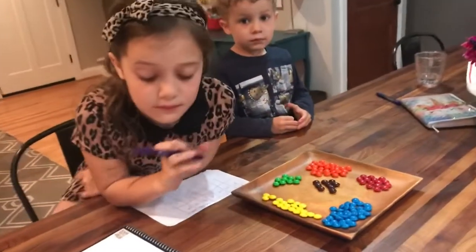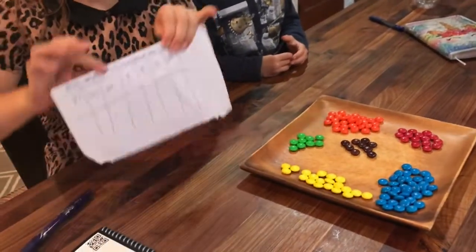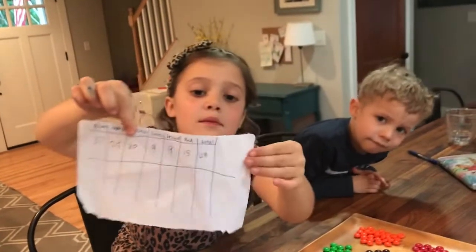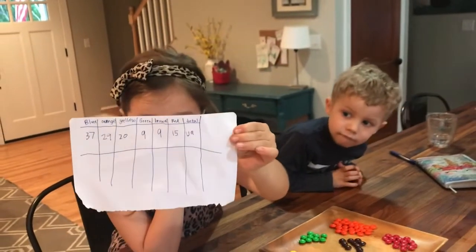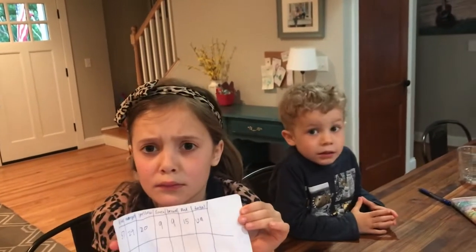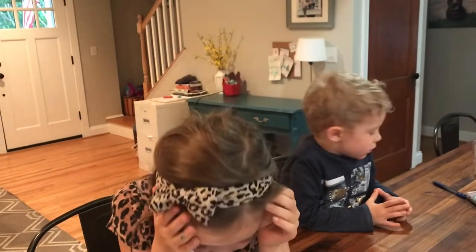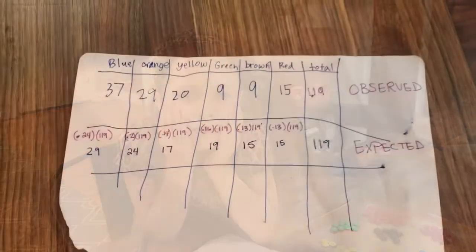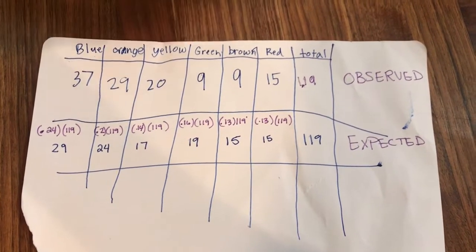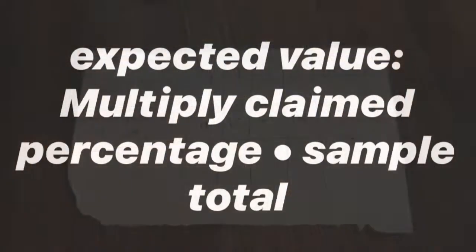Morgan made a table and she found a total that they have 119 M&Ms. Well, that doesn't help because we have our values in percentages. So now Morgan's going to have to find out the expected number out of 119. So with a little help from Mom, we have what we would expect to happen from a sample of 119.